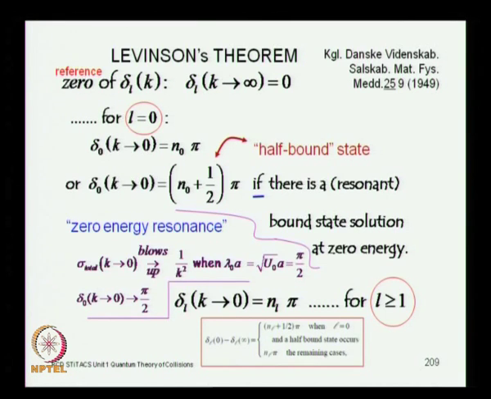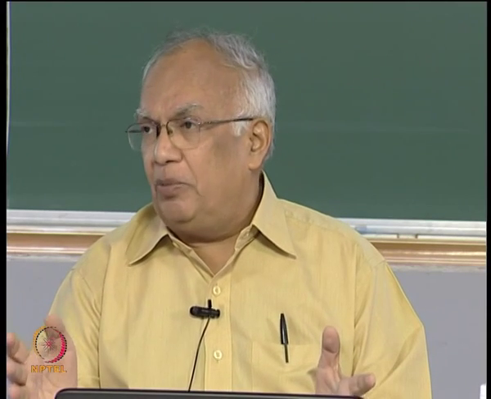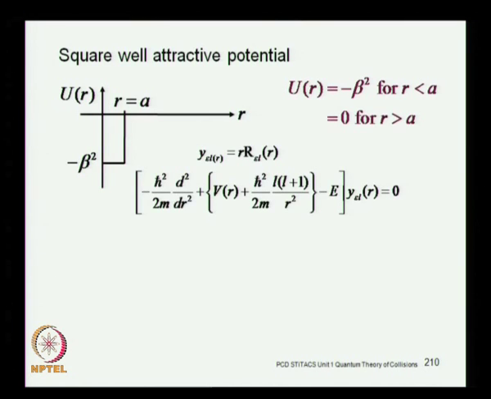So, this is the statement of Levinson's theorem, and to illustrate this I will consider a square well attractive potential. This is just to illustrate the theorem, although it is applicable for any kind of attractive potential, but it is easiest to demonstrate for the square well. It is a very simple potential: it has a depth of minus beta square up to a range r equal to a, and beyond that it is 0. That is the nature of the potential we are going to work with.